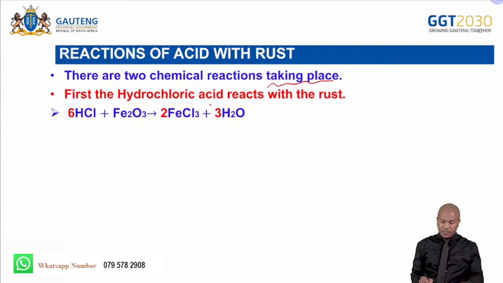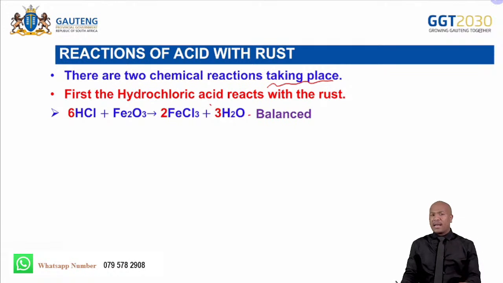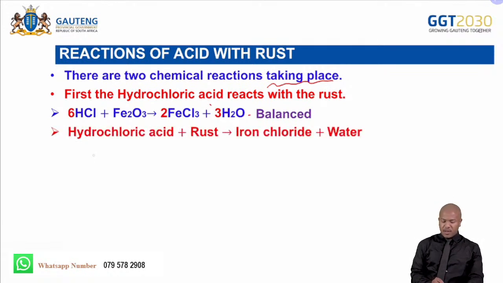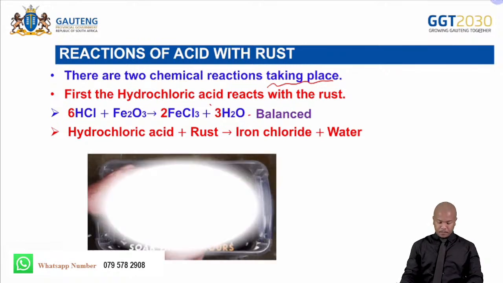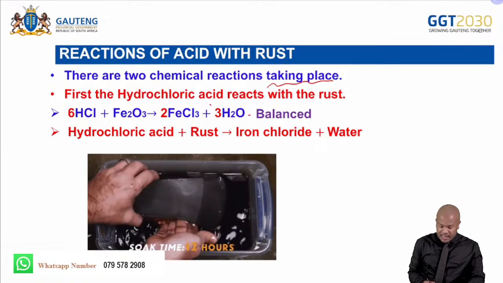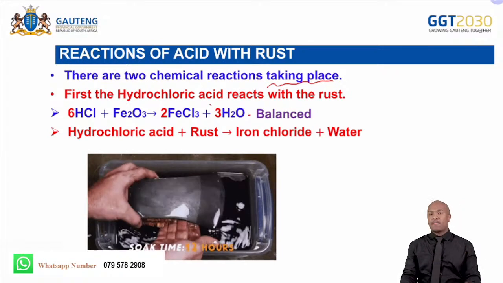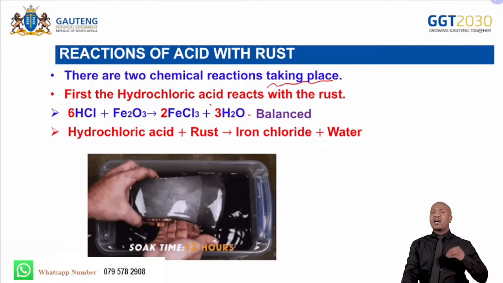As you can see here, a symbolic chemical equation, which is HCl plus Fe2O3 forming FeCl3 plus 3H2O. And this equation is also balanced. Just to remind you, the above equation stands for hydrochloric acid with rust forming iron chloride plus water. So now, here is an illustration of an X which was rusted.